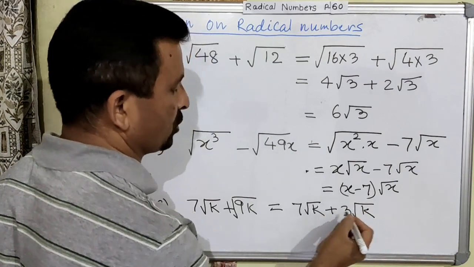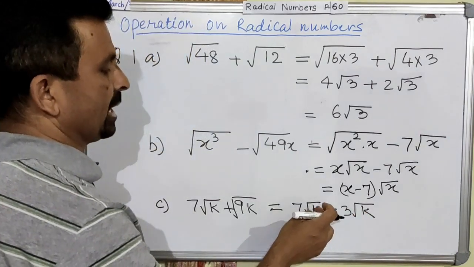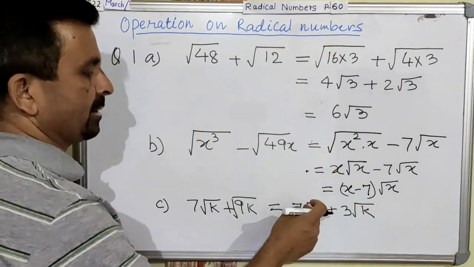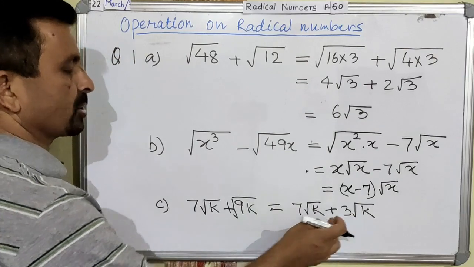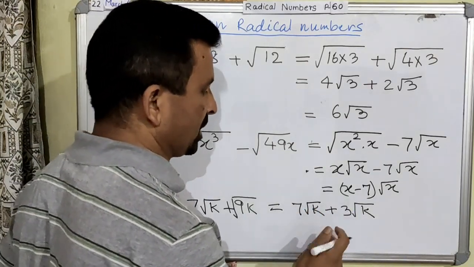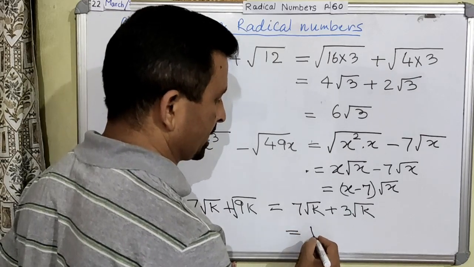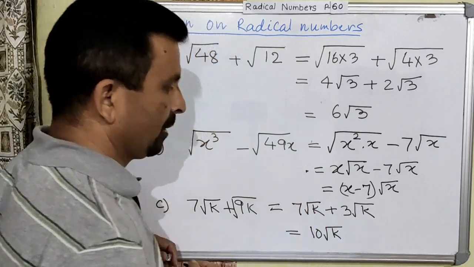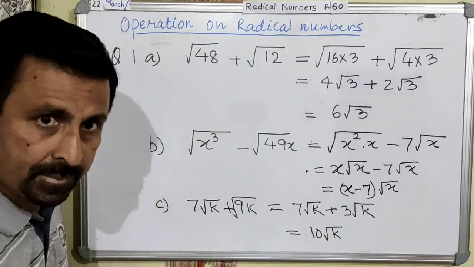Now these two are also like terms because their radical sign and the radicand are both the same. Therefore these two are also like terms, so their coefficients can be similarly added. So 7 plus 3 is equal to 10. This is 10 root k. Hope this is very clear.